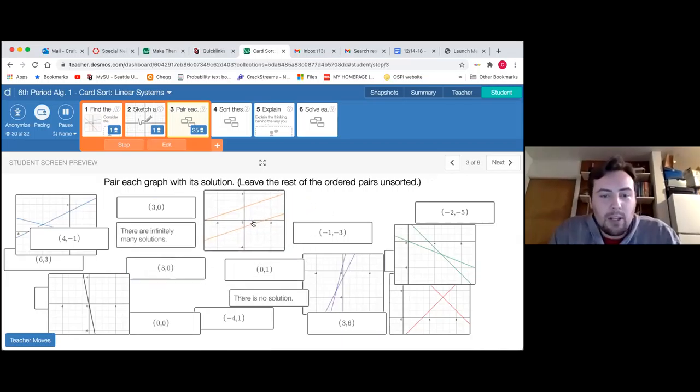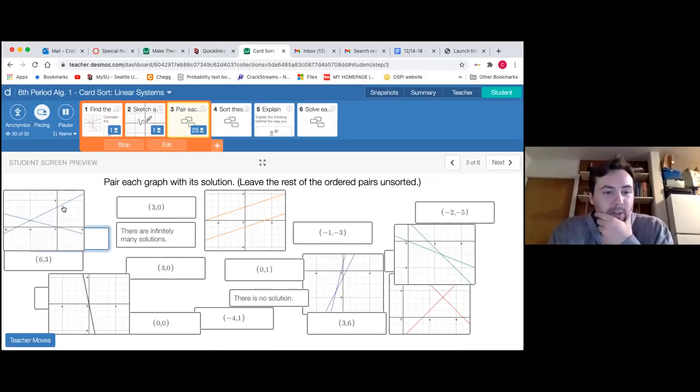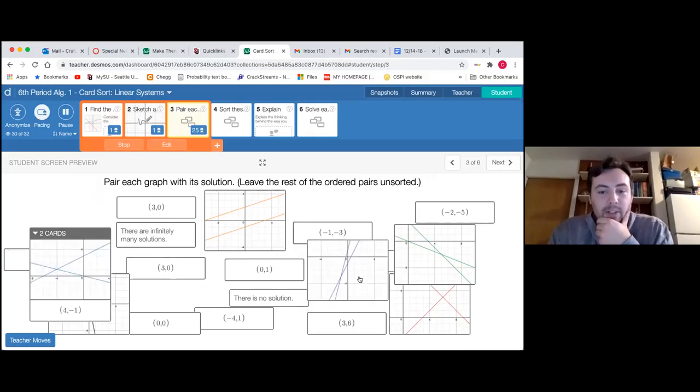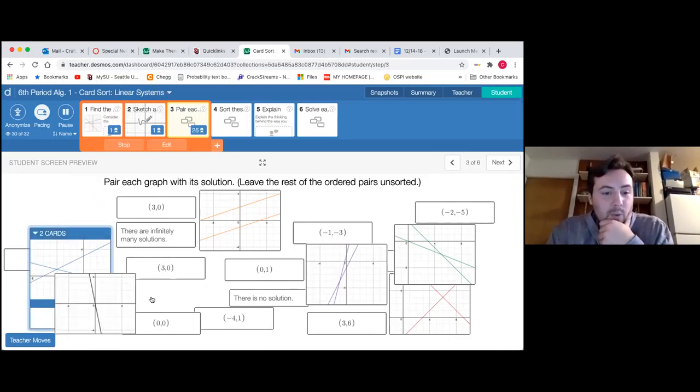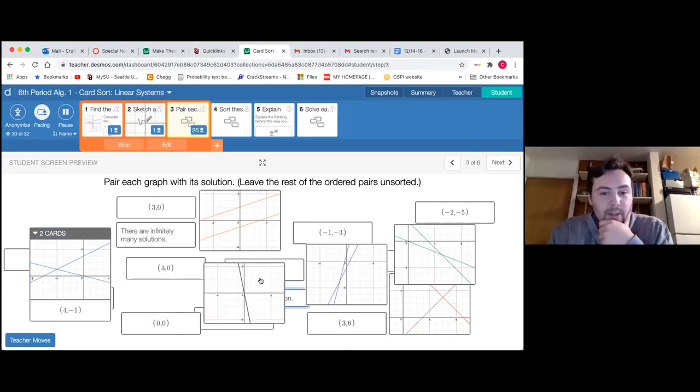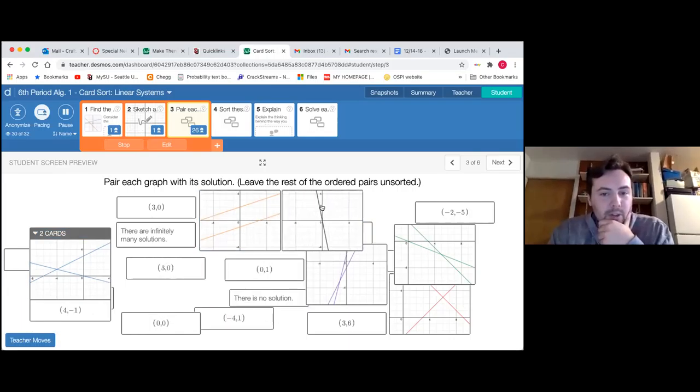Okay, so you want to look at each graph and match up only one solution. There's only one solution for each of these graphs. Now, there's a couple here that are a little trickier than the rest. Some of them seem a little more straightforward, the ones that have intersections. And there's this one, and then there's the other line that doesn't have an intersection, where it's just one single line on the graph. These two are the more tricky ones to determine.